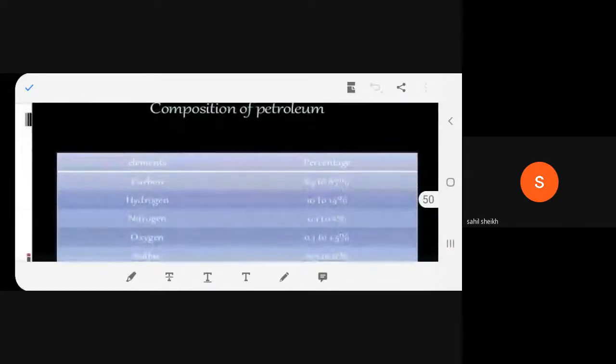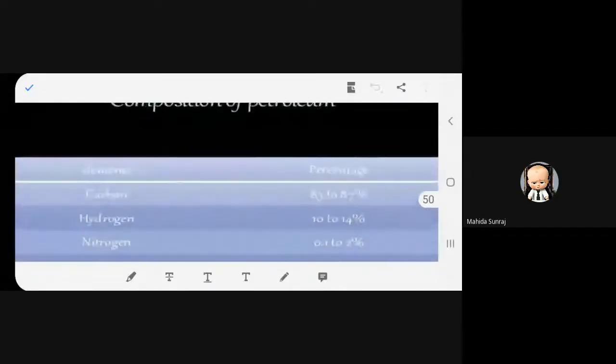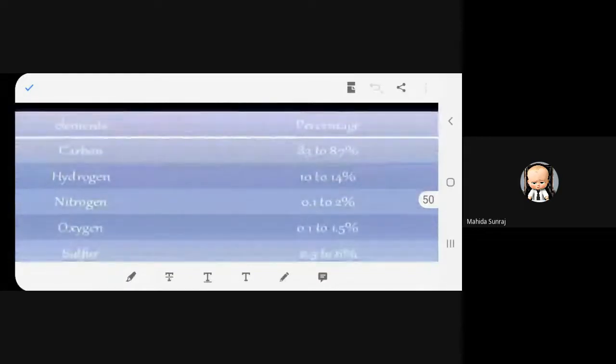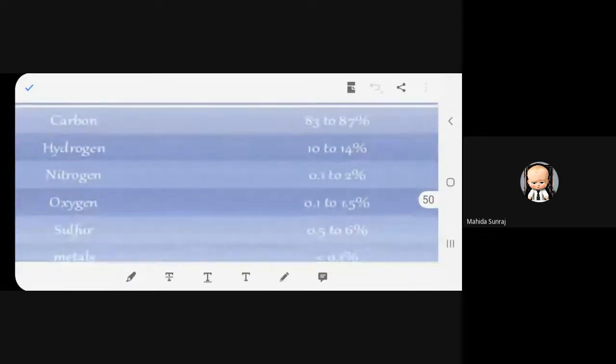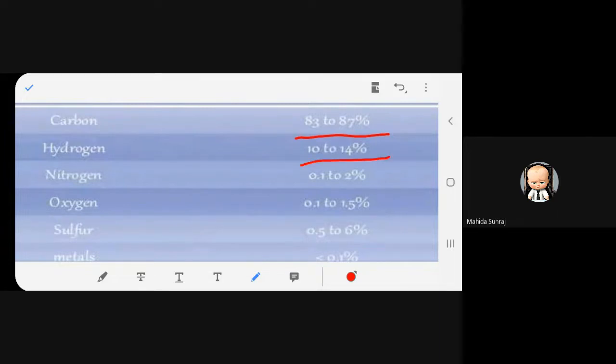Now let's see the composition of petroleum. Elements and percentage. We have carbon, the maximum, 83 to 87%. Followed by hydrogen, 10 to 14%. Nitrogen, 0.1 to 2. Oxygen, 0.1 to 1.5.